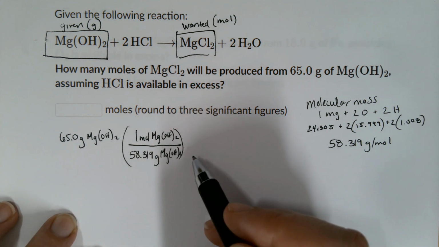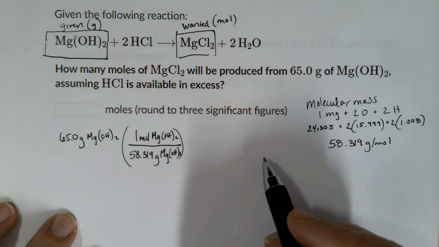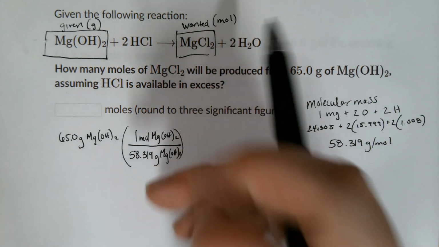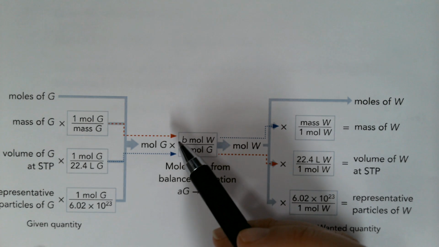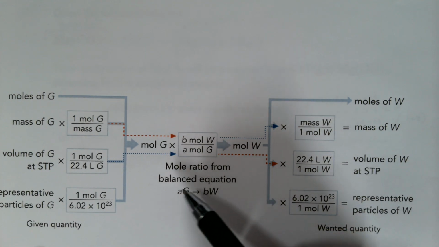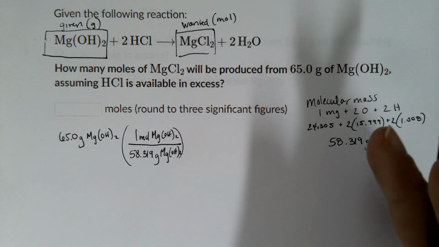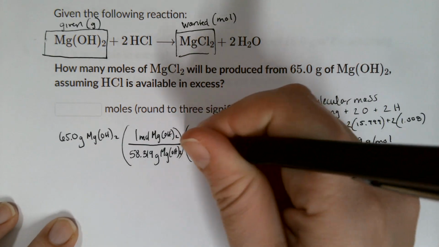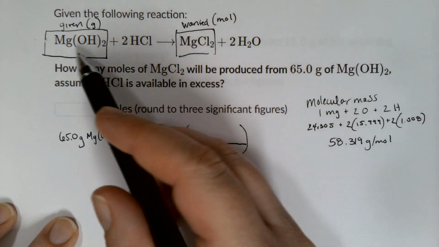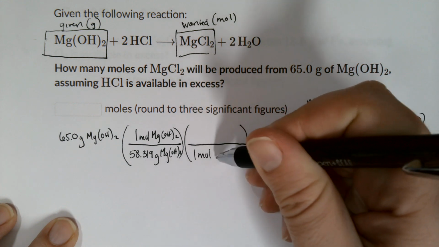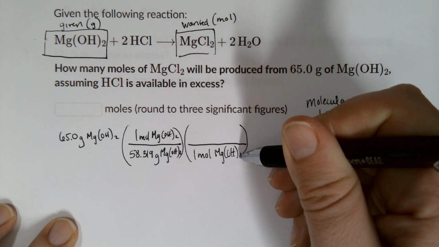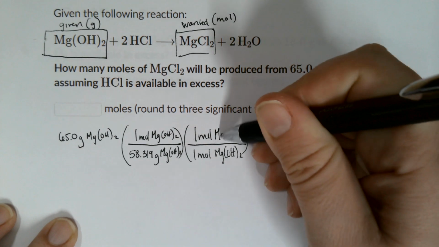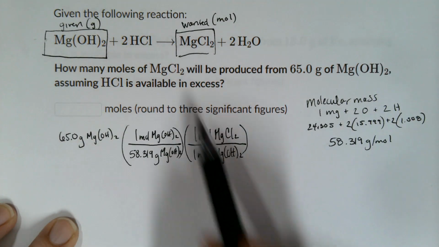Now, instead of doing this as separate steps, we can just kind of piggyback all of these parentheses right off of each other. So the next one we're going to convert is going to be this mole-to-mole ratio, because now that we have moles of the first substance, we have to convert to moles of the other substance. So we get the coefficients from the balanced reaction. And the coefficients here are 1 and 1, so we actually don't have to do anything but write them in. So that means 1 mole of Mg(OH)2 will create 1 mole of MgCl2. It's a 1-to-1 ratio.